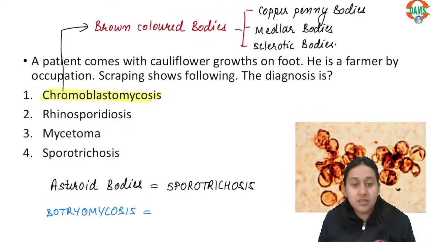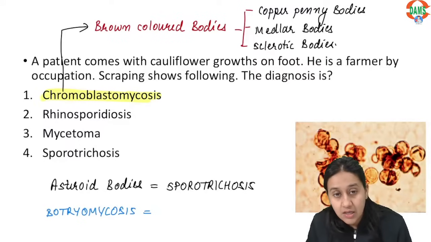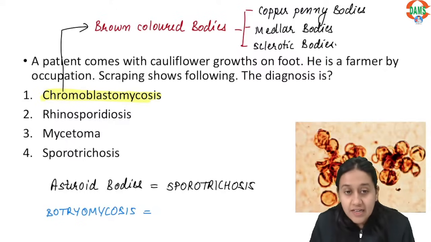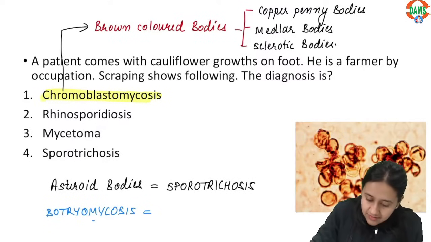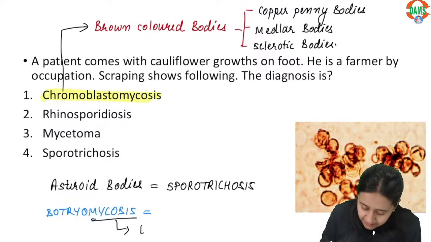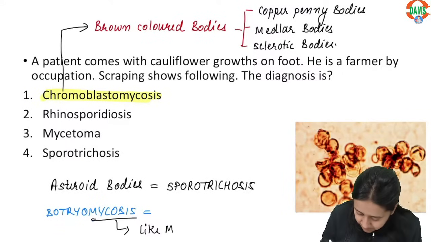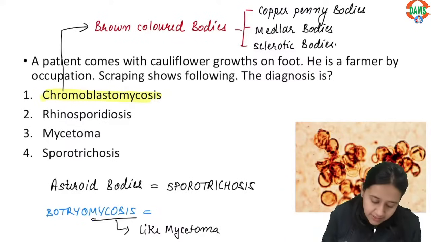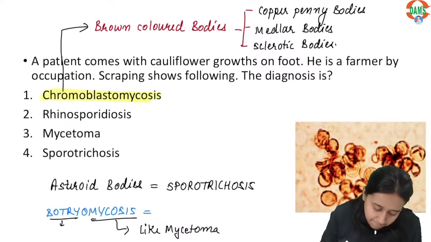Now, one more question which you get from this topic is, what is botryomycosis? Anybody have heard of this term? This was also one of the questions which was asked. Botryomycosis. What is this? Mycosis means like mycetoma. I'm helping you. Mycosis means like mycetoma, and botryo means bunch of grape.